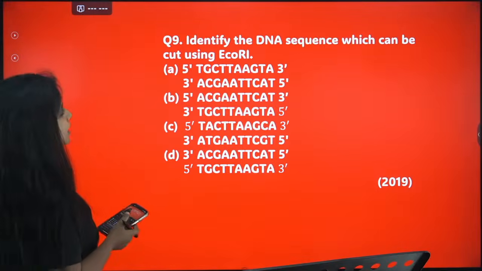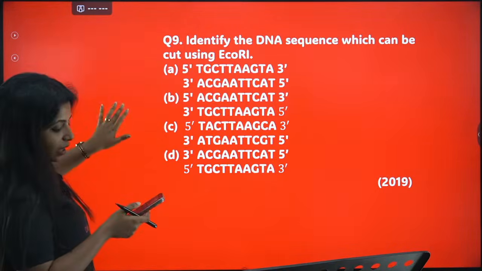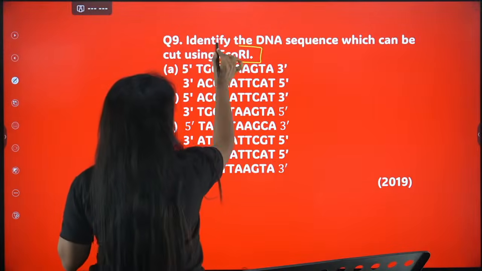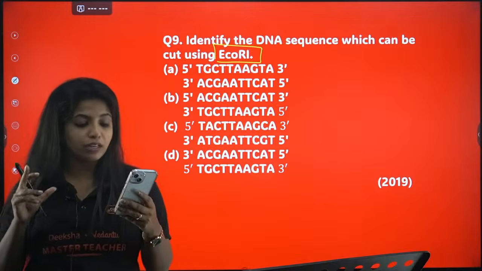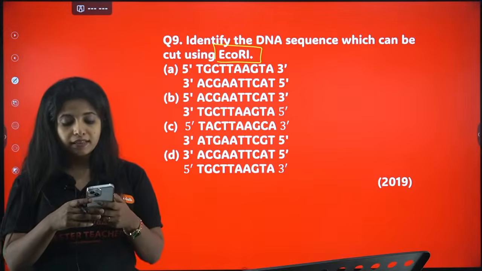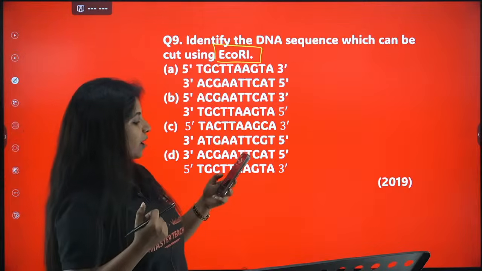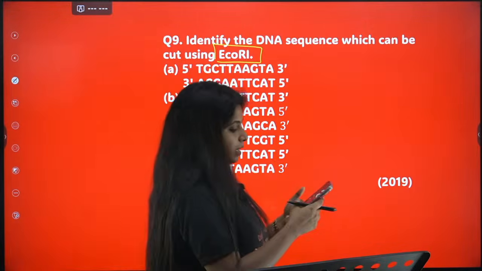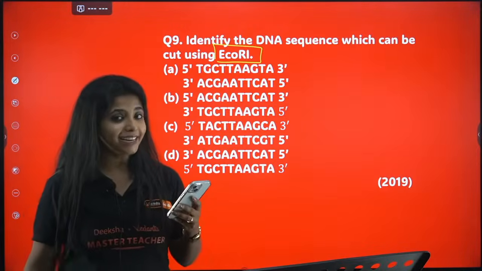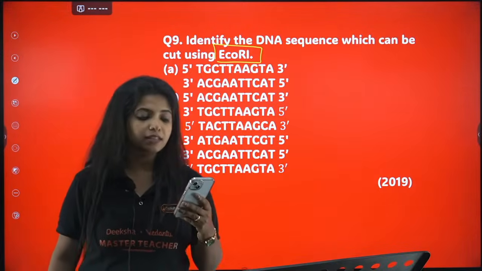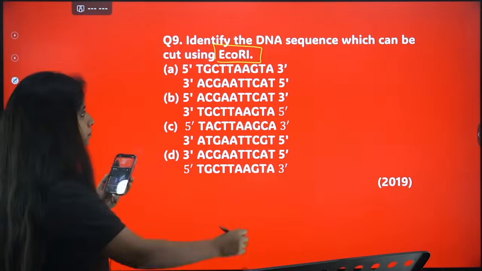So question number 9, identify the DNA sequences which can be cut using EcoRI. So EcoRI is a restriction endonuclease, and you have to tell the DNA sequence which can be cut using EcoRI. The DNA sequence which can be cut using EcoRI is what? Any guesses by people who are watching this video? EcoRI has a specific site. If at all someone remembers it, you can tell me the answer. What is the site for EcoRI?